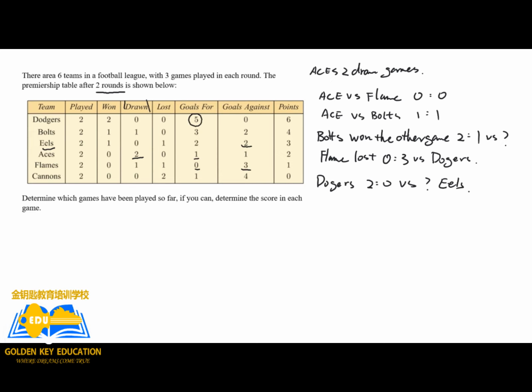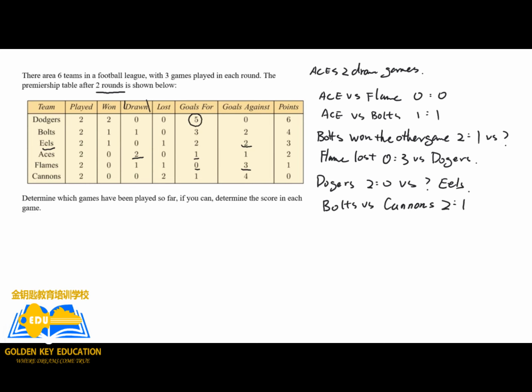Well, if we check another team, that's Cannons. Therefore, goals against is 4, but goals for 1. So obviously, this is the 1 here. So therefore, Bulls versus Cannons, it must be 2 against 1.